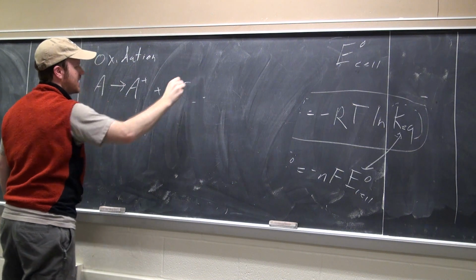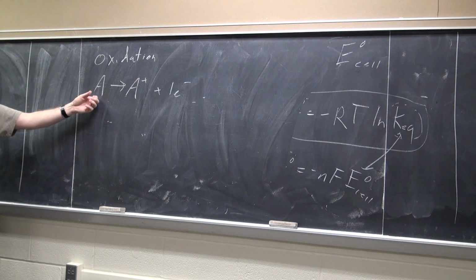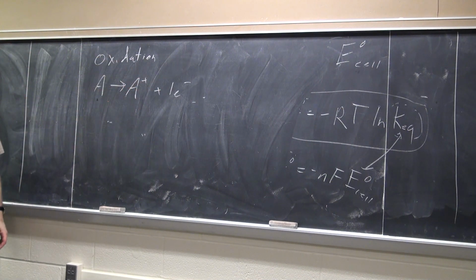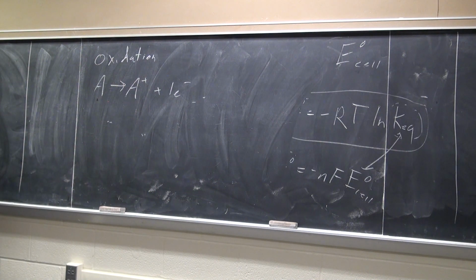Plus 1 e minus. This is an oxidation reaction. This thing could be boron, it could be nitrogen, it could be oxygen, it could be hydrogen, things that aren't metals, right? Lots of things undergo oxidation. In corrosion, you'll have an oxidation reaction and a reduction reaction, right? Corrosion is a process. Usually it's the metal that's oxidizing.